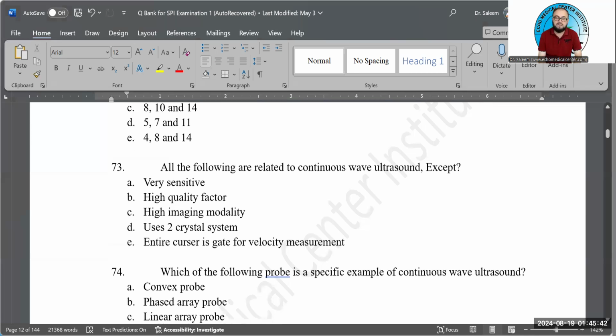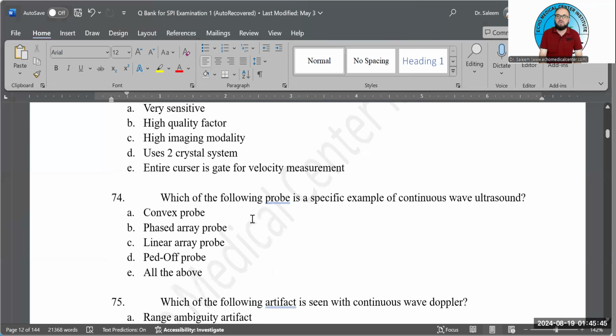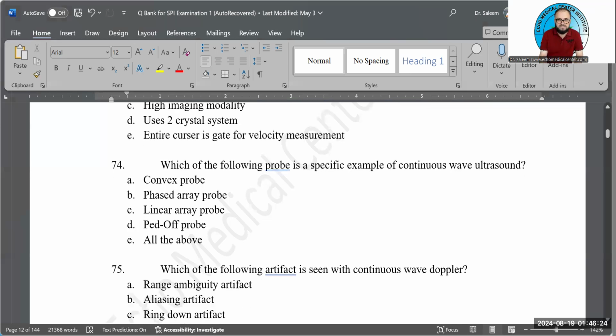Okay, good one. Now let's do this question. Which of the following probes is a specific example of continuous wave ultrasound? Convex probe, phased array probe, linear array probe, pencil probe, all of the above. Which one is it? This is a simple question. Absolutely, you're right. Pencil probe, because a pencil probe is like a pencil, almost exactly like this pen. It uses a two crystal system. They do not create images. We only use it for velocity purposes. Mostly we use this in echocardiography. Okay, good one. Now let's see the next one.